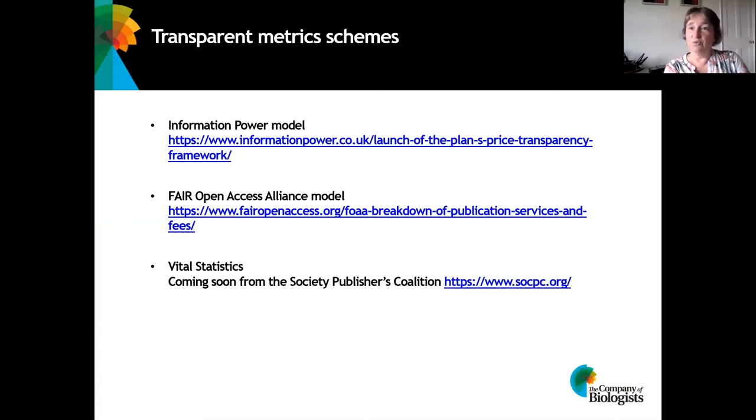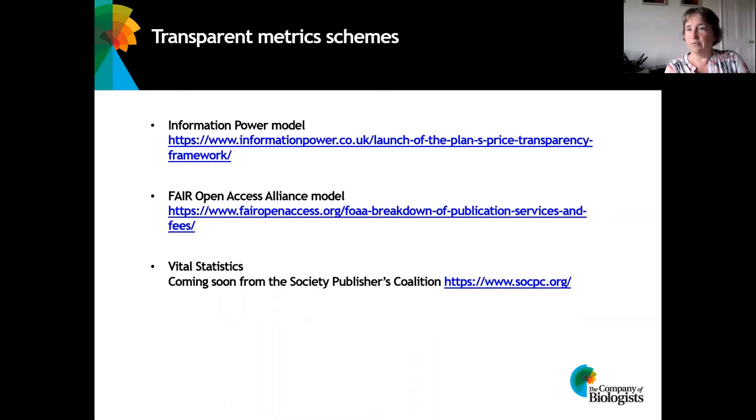Obviously, a publisher can choose which metrics they want to be transparent about, and they can choose to show metrics at the journal level, portfolio level, or across the whole organisation. But I'm going to show three possible schemes that you might want to consider, and I've provided links to them here in case that's useful.